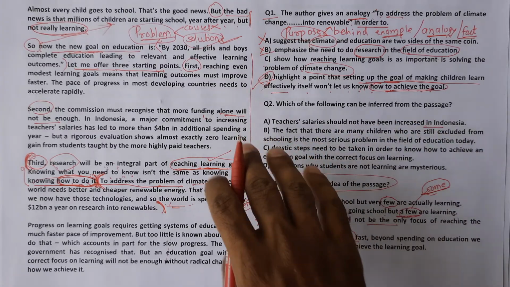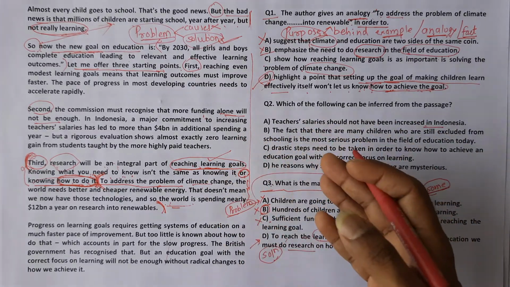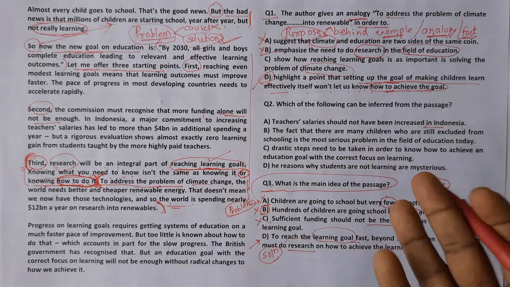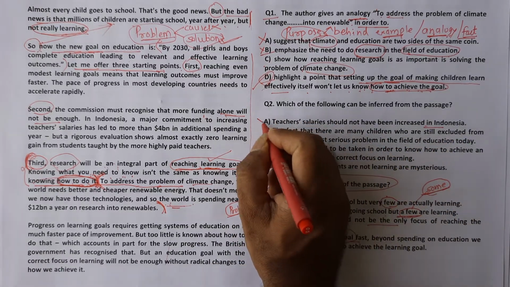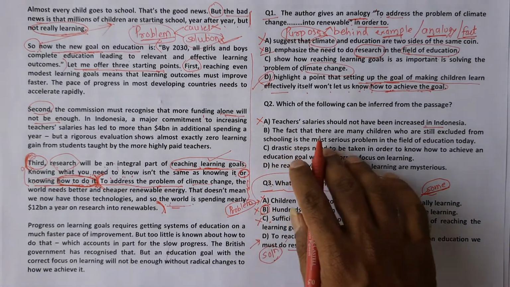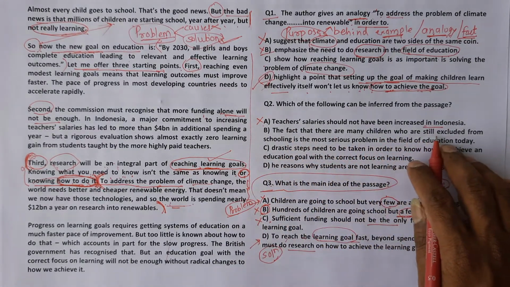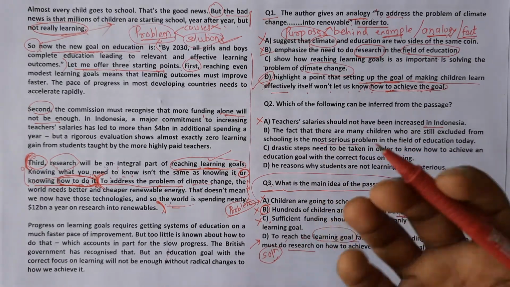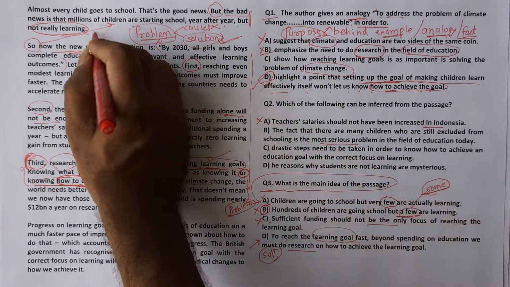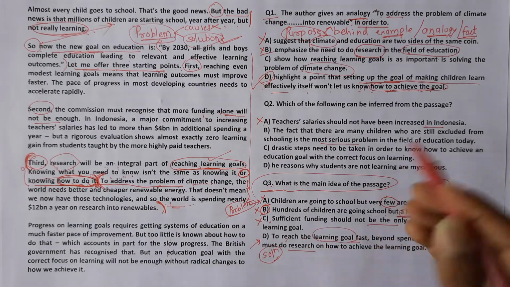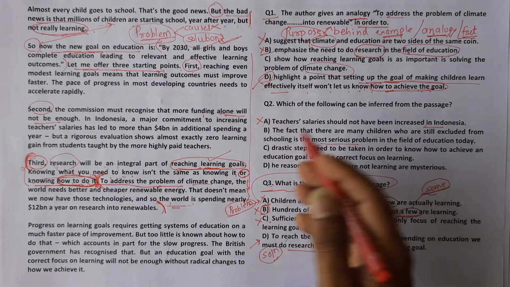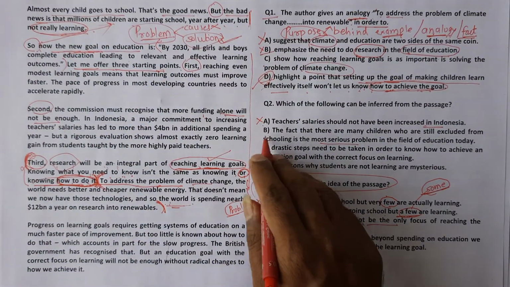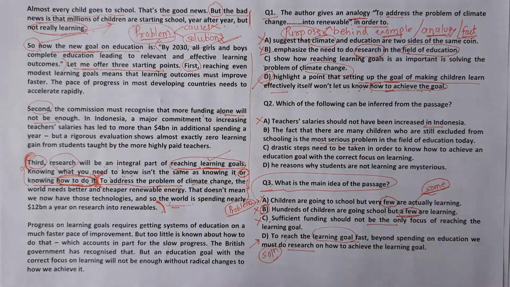The author may say that increase in salaries may not solve the problem because funding alone may not solve the problem. So option A is eliminated. B, the fact that there are many children who are still excluded from schooling is the most serious problem. The serious problem for the author is they are not learning. Okay, they are out of school is not the problem. In fact, he says that every child goes to school. That's good news. So option B is opposite to what is written in the paragraph.